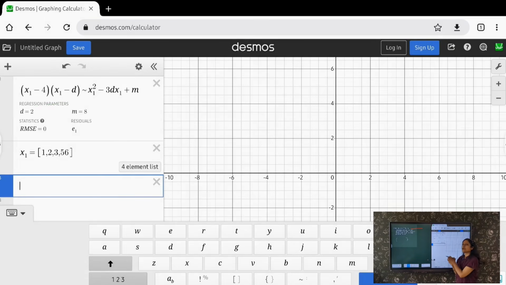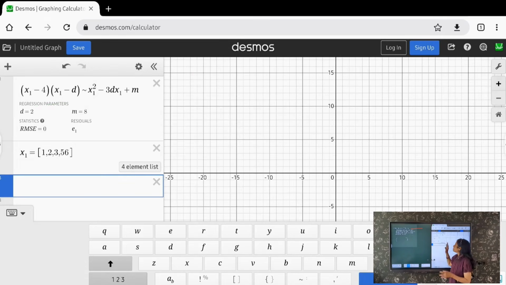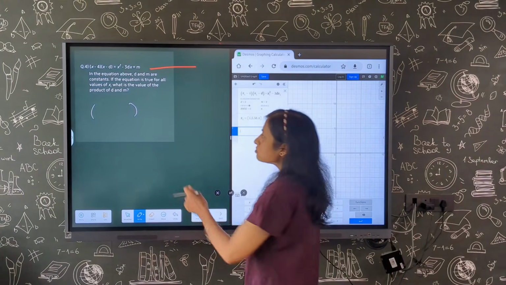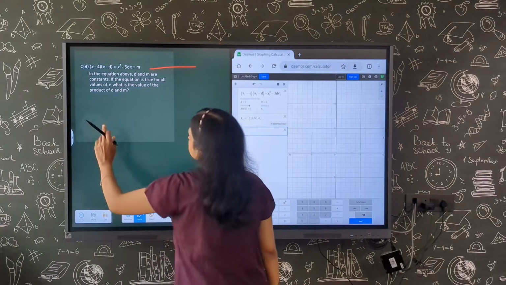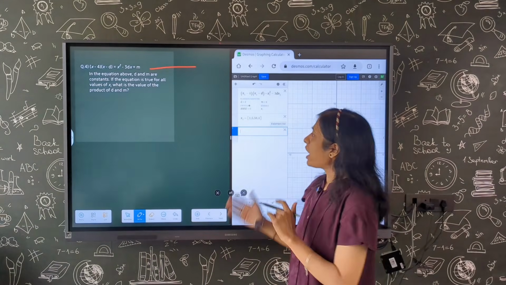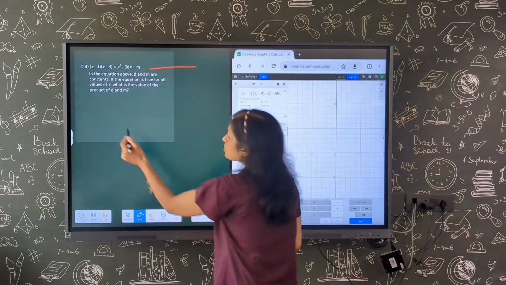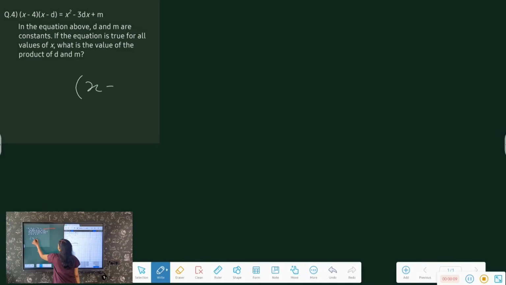It means we are getting our answer 16 for this question. Clear? Okay. Now go for the manual method as well. You can start the timer at home and see how fast it works. Okay. So x minus 4 and x minus d.